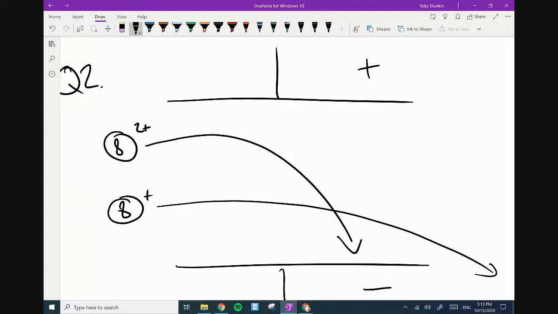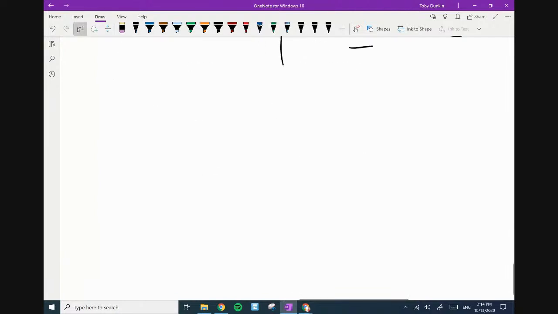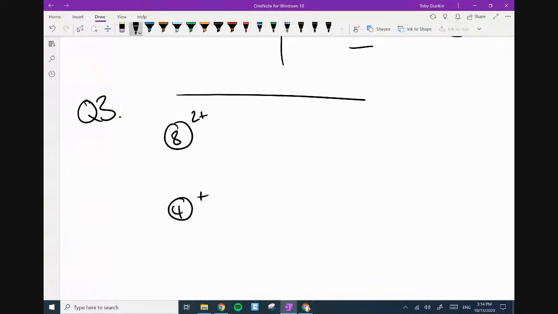So this time, I am purely looking at charge. They both have the same mass, but the higher the charge, the greater the deflection. Make sense? Right. Now let's go back to that previous one. Question 3. Particle 8. I've gone massive and I don't know why. 8, 2 plus, and 4 plus 1. What would this now look like?